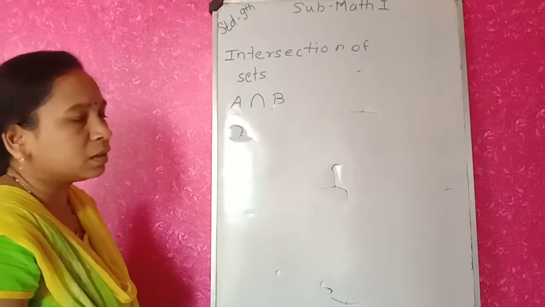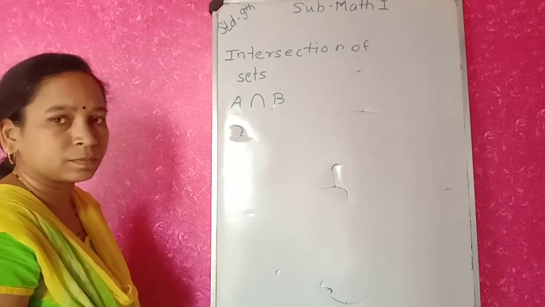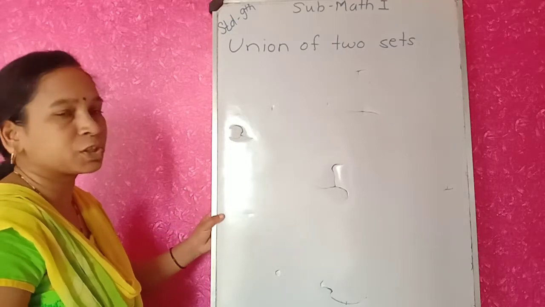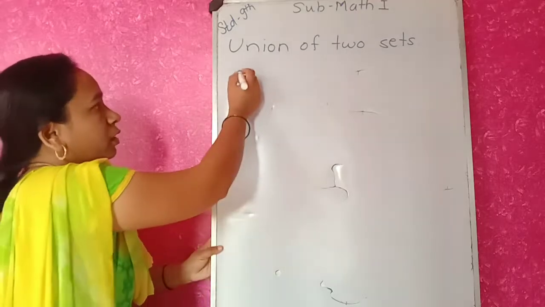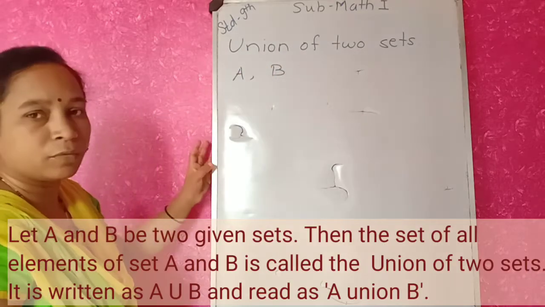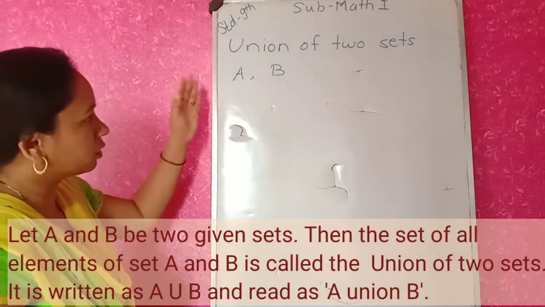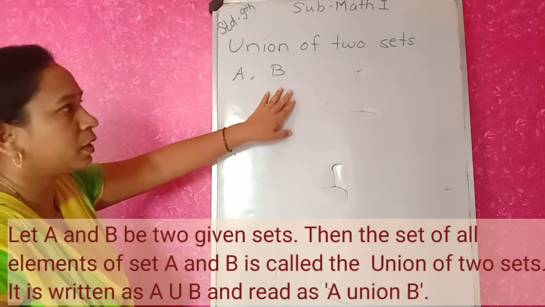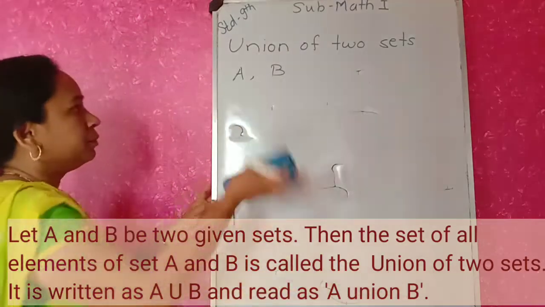Now we will study the next operation, union of sets. Union of two sets is the second operation on sets. If there are two sets A and B, then the set of all elements of A and also of B is called the union of two sets. So we'll see an example.